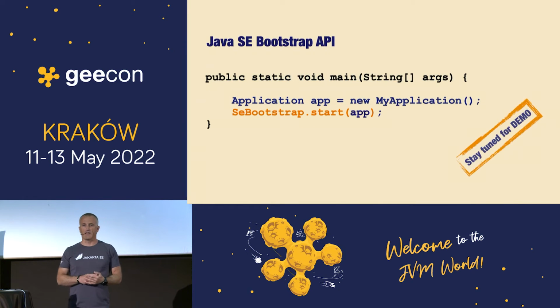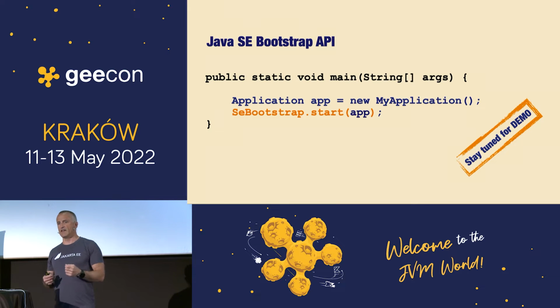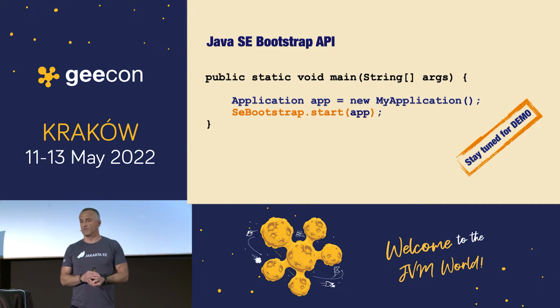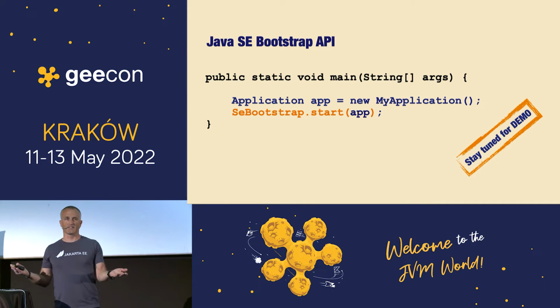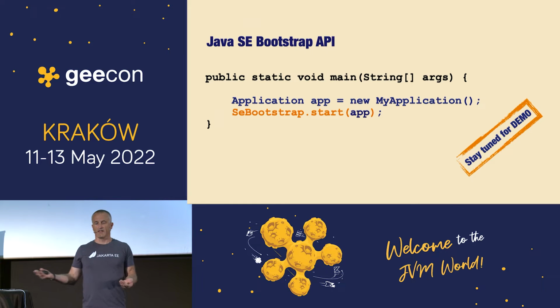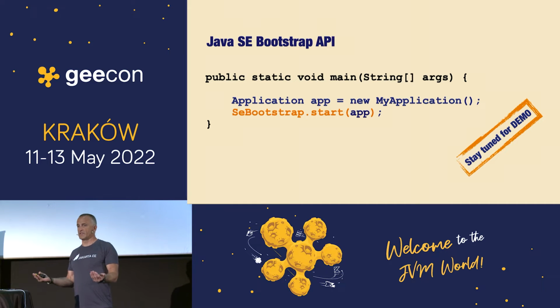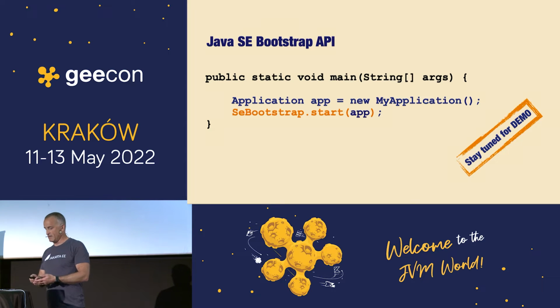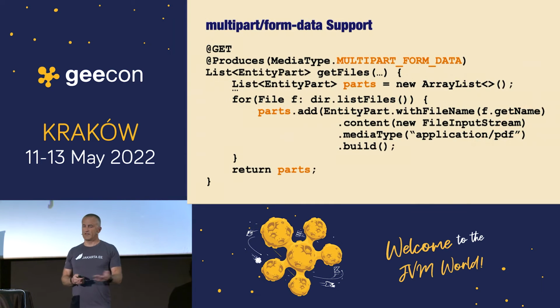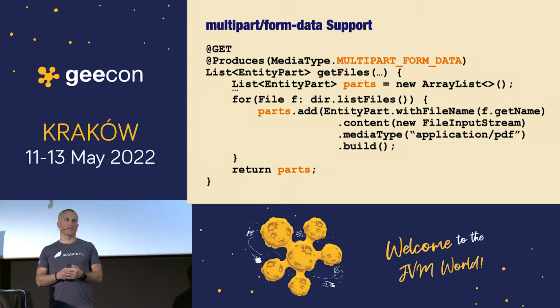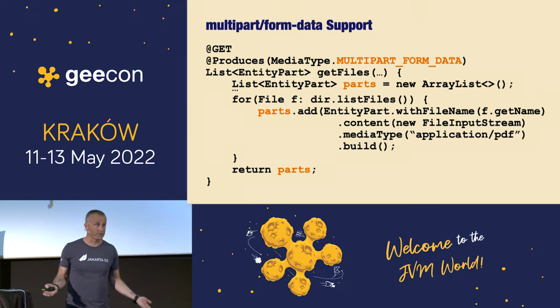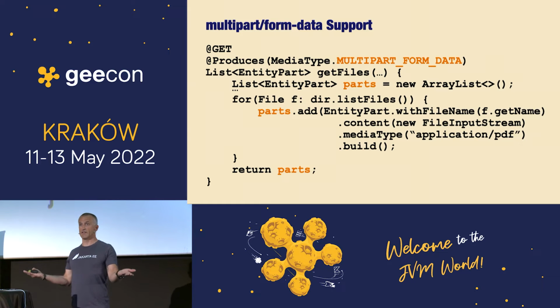So what does Jakarta RESTful Web Services 3.0 bring to us? Well, one of the things is a Java SE Bootstrap API. This has been available in Jersey and RESTEasy before, but what they're doing now is standardizing it so you can move it across implementations. And this means you can run RESTful Web Services without an application server. And I'll actually demo this later in this talk. They also add support for multipart form data, so now you can upload and download files through the REST API in a standard way. You could do it with RESTEasy before, but now they've standardized it so you can move it between implementations.